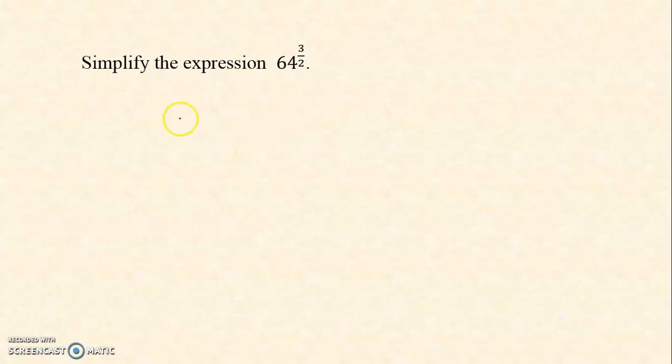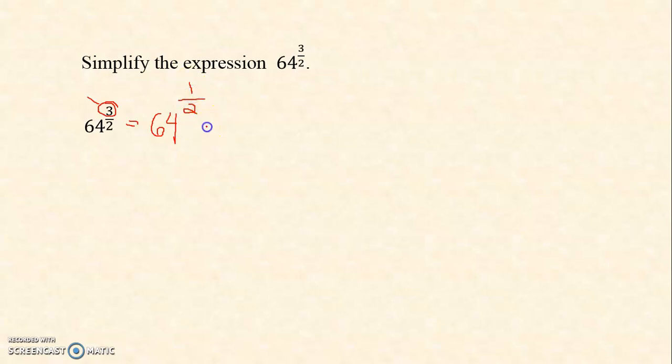How about here? 64 raised to 3/2. This time, our exponent is 3 over 2. Always remember, our denominator here is 2. Okay? What does it mean? Your exponent here is 3. So it means that you will have 64. You copy the denominator.